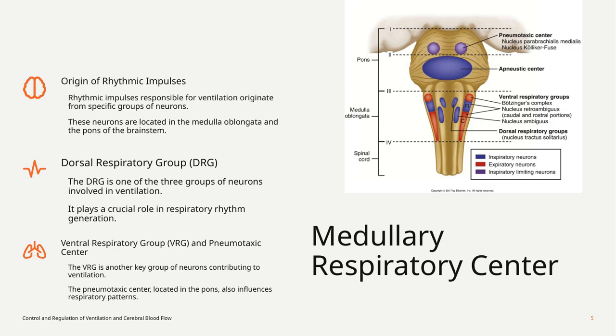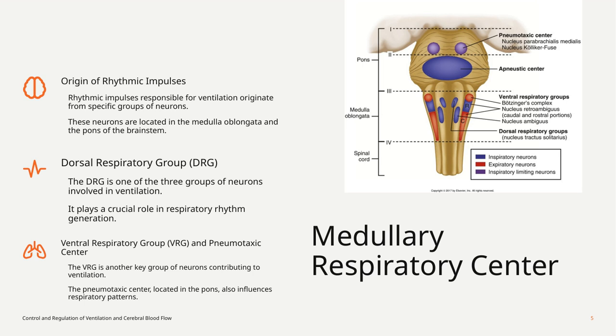Let's delve into how the control and regulation of ventilation and cerebral blood flow work, starting with the medullary respiratory center. This is the key area in the brainstem responsible for generating the rhythmic impulses that control our breathing. These impulses are essential because they set the pace of ventilation, ensuring our body gets enough oxygen and removes carbon dioxide effectively. Now, these rhythmic impulses originate from specific groups of neurons.